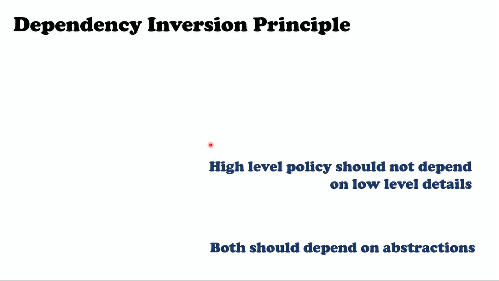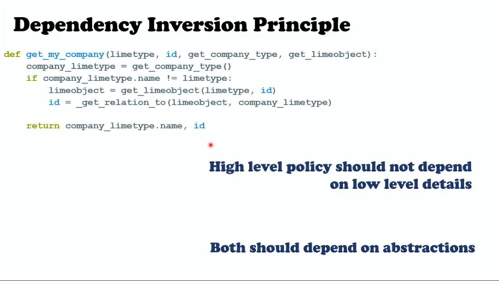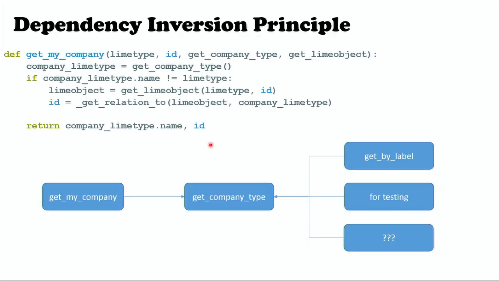So the corollary to this is: high-level policy should not depend on low-level details. Both should depend on abstractions. And that's kind of what we accomplished with our new version of Get My Company in this instance. So instead of Get My Company being hardwired to low-level details, we now have an abstraction in some sense, and that is the Get Company type argument that we created. It's an abstraction in the sense that it's the get my company function telling the world what it wants its arguments to be.